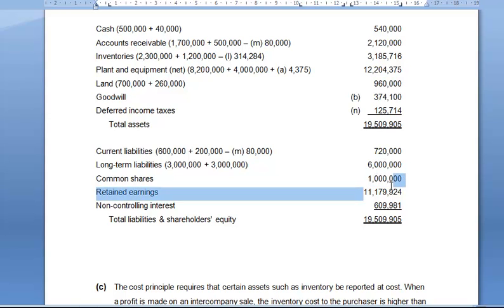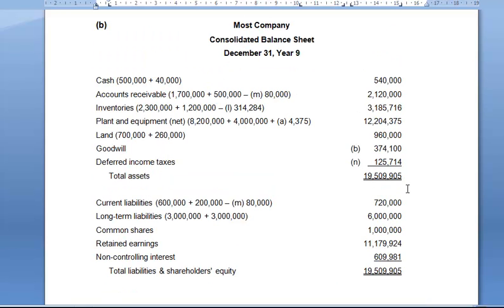So we only pick up the parent's common share balance. Retained earnings we calculated when we did the consolidated statement of changes in equity, and the NCI we already calculated two ways, and that gives us our ending balance of liabilities and equities, which is the same as total assets, so we're good. Right? Now, I'm not going to go through parts C and D.